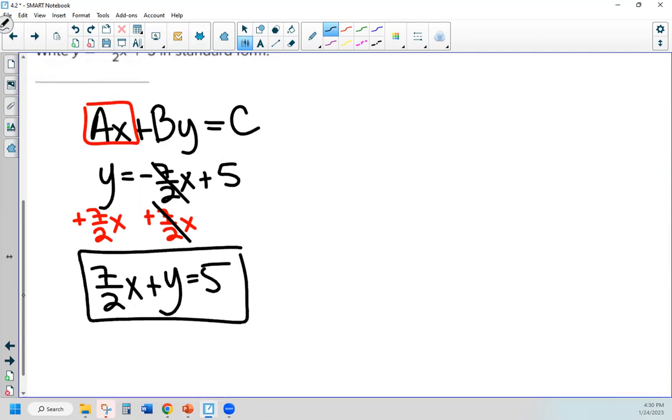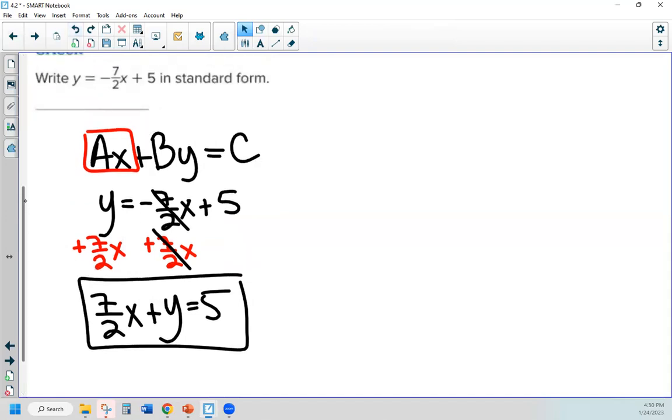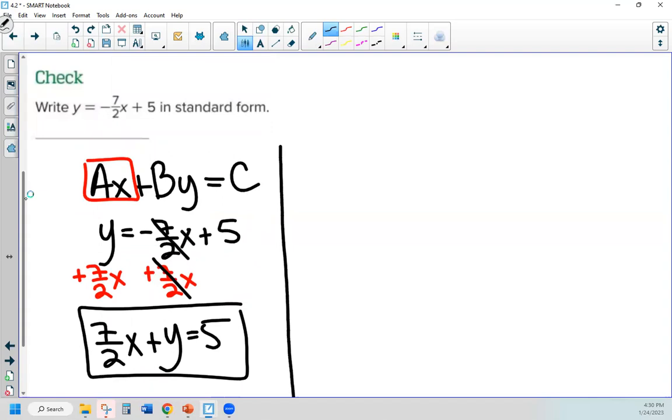And we're done. Okay, so how do I know I'm done? Because my x term goes first, then the b term goes next, and then my constant term is last without the variable. Okay, now let's see what happens when we do it the way that the book tells us to do it, or suggests to do it.